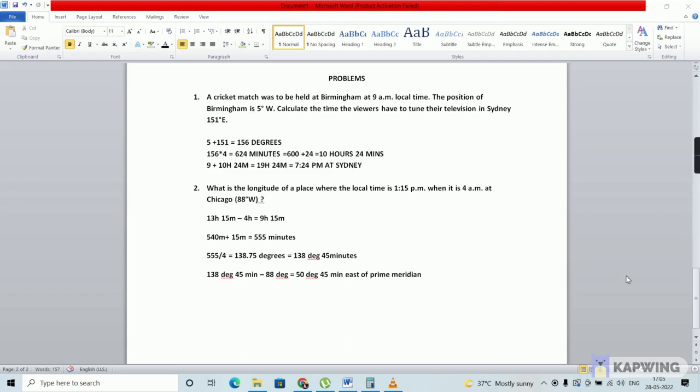So with this, we have learned the concept of calculating time from the longitude values and vice versa.